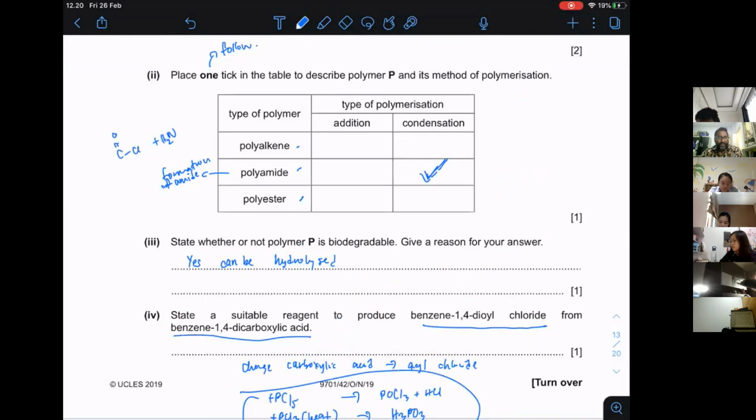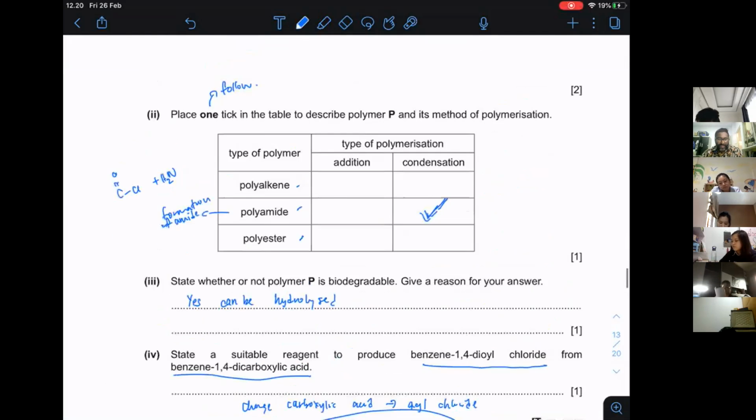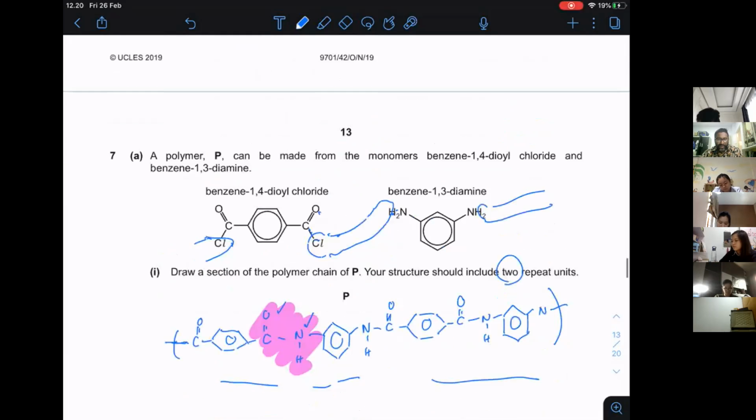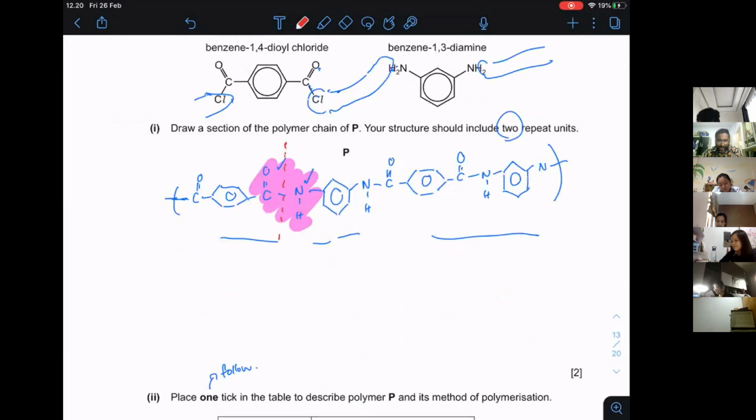Next question: state whether the polymer P is biodegradable, and they're asking for a reason for the answer. Biodegradable means whether this polymer can be broken or not. If I look at the monomer, this polymer can definitely be broken. So how do you break this bond? You can do hydrolysis, either with acid or with concentrated sodium hydroxide. So that bond can be broken.